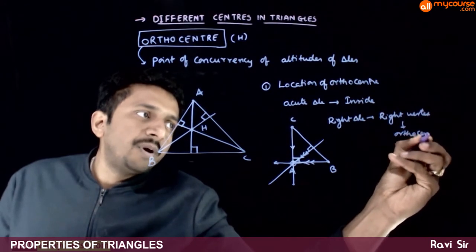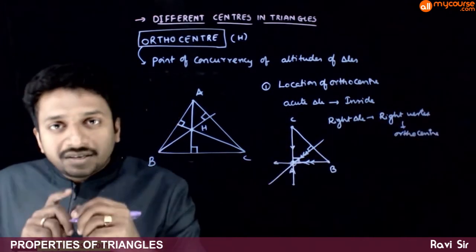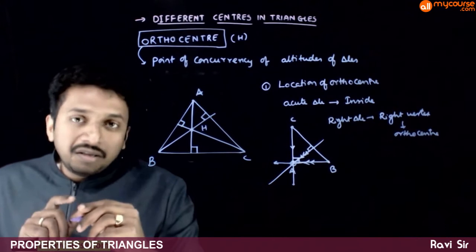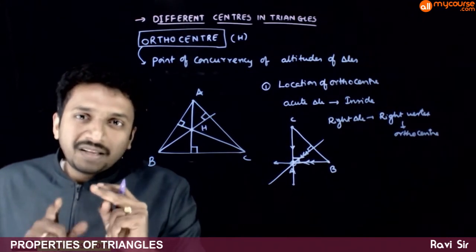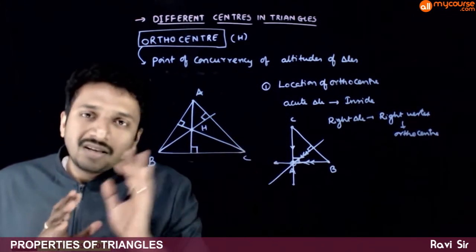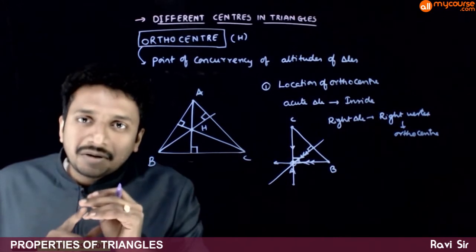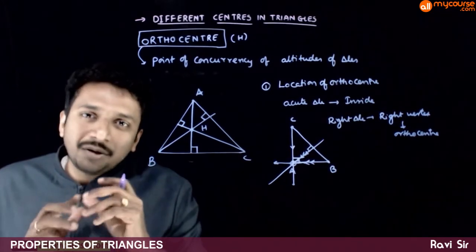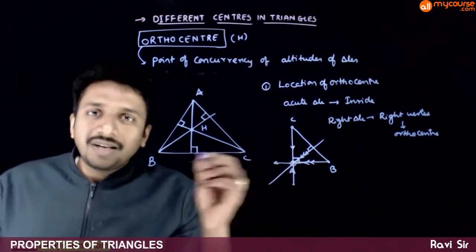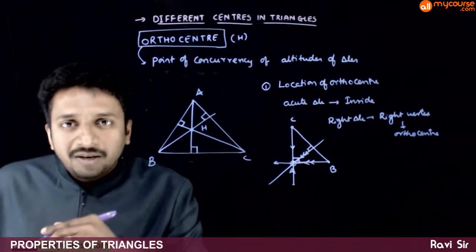It's a very important property. Whenever a question on orthocenter is given, you need to check whether the question contains a right angle triangle or not. If it contains a right angle triangle, you don't need to do anything. The right vertex will be the orthocenter of the triangle.